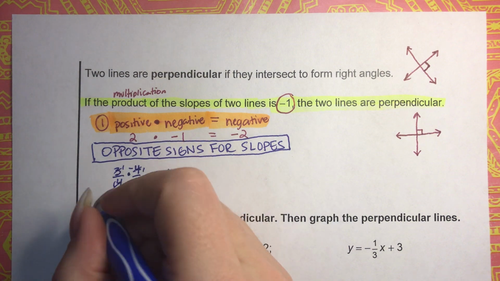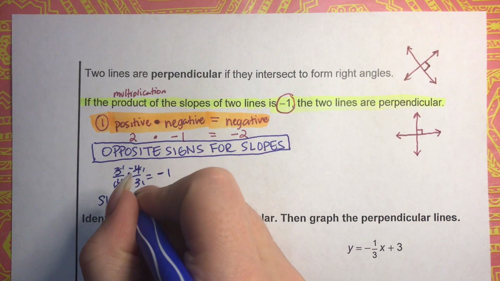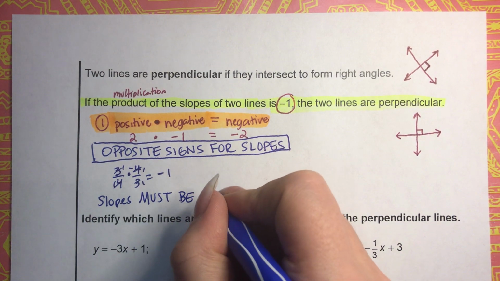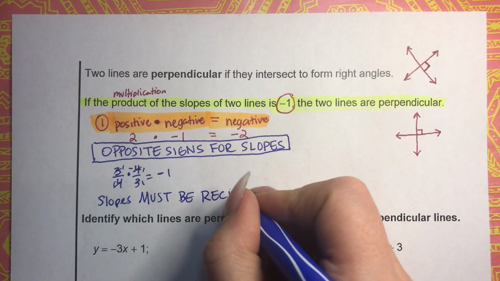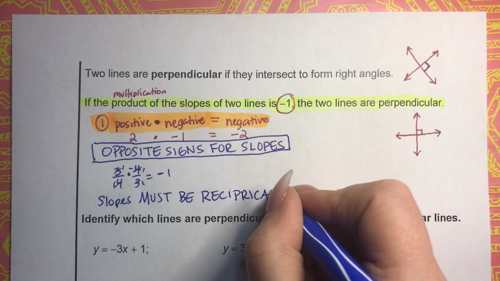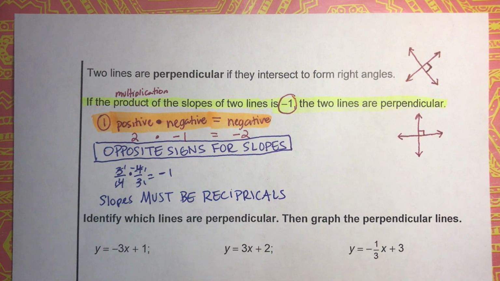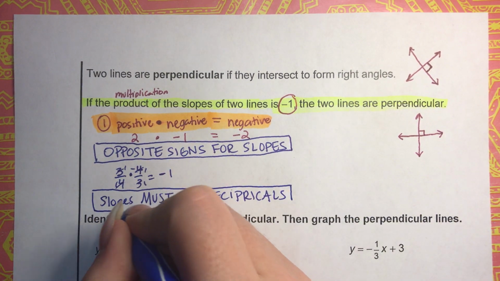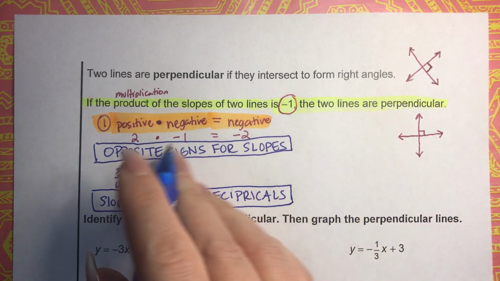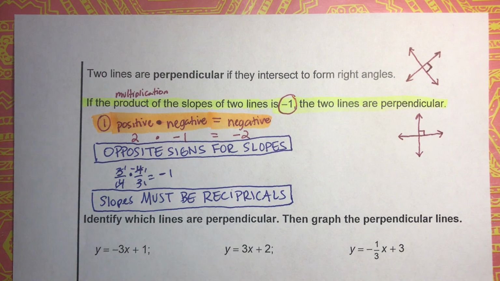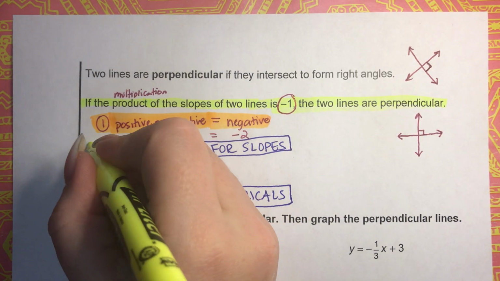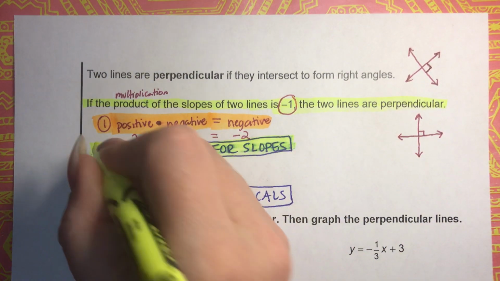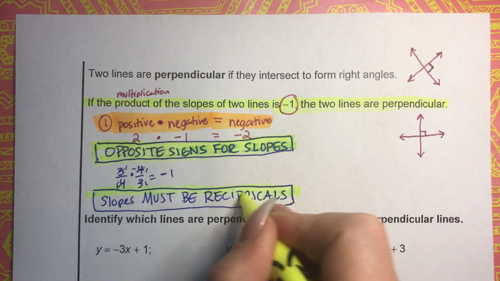So that means that the slopes must be reciprocals of each other. That's really the two characteristics, and that's how you get that -1. You have opposite signs for the slopes, and the slopes must be reciprocals.